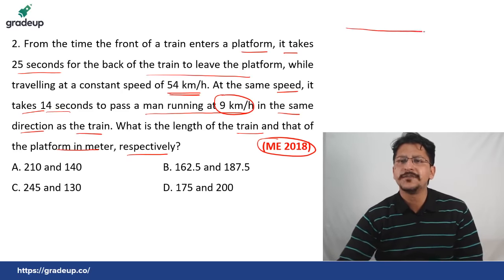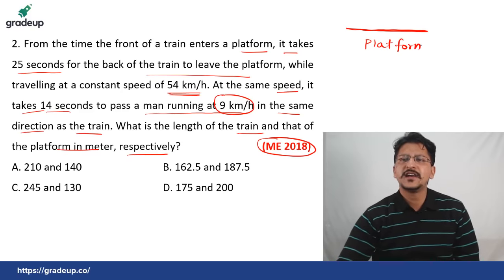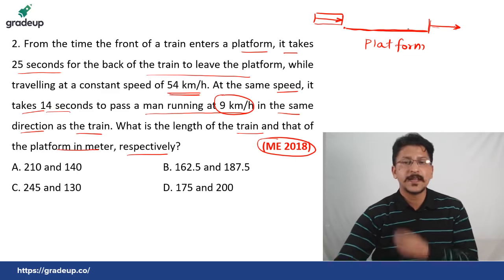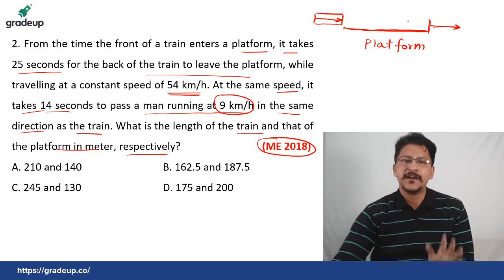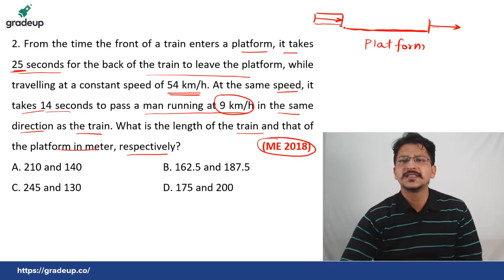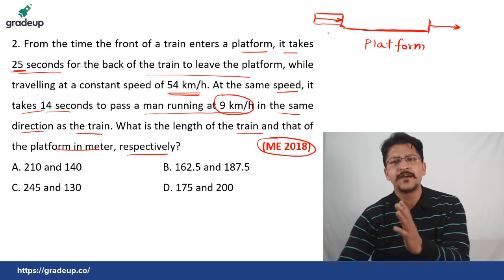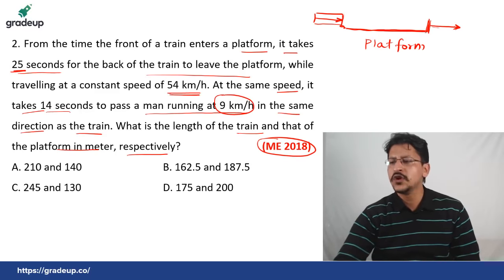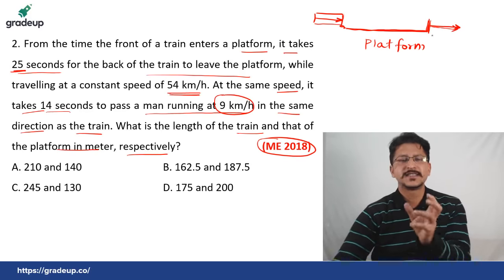If this is the platform I am considering, and the train enters from its front side from this way, and it will leave at this point. If this is the length of the train, then the front enters this point and leaves at this point. Then we can say that the train has completely passed the platform. First thing is this: the total time which is given, 25 seconds, is from the instant when the train enters the platform to when the back of the train has left the platform. So this is the total distance we are talking about.